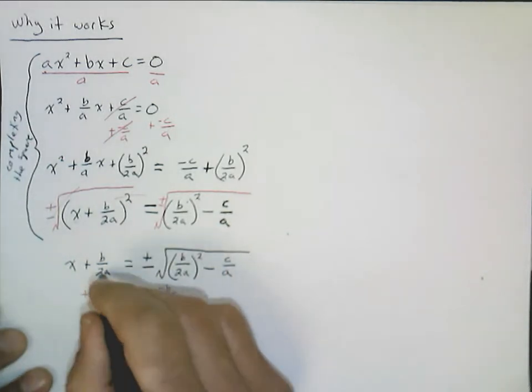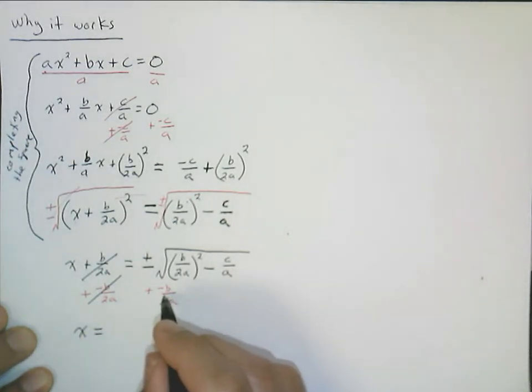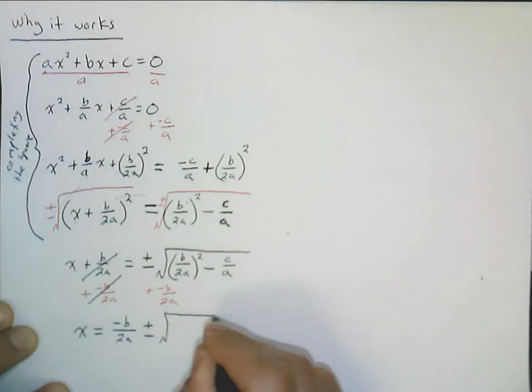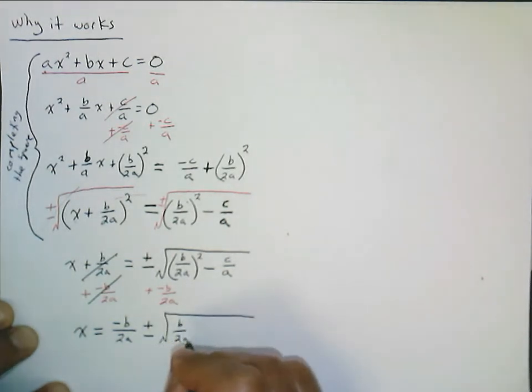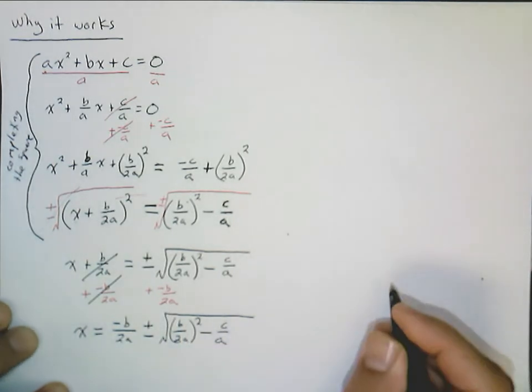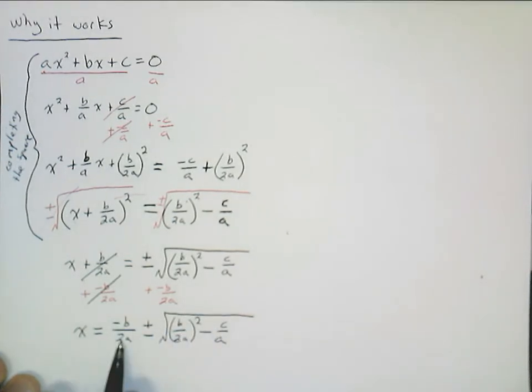Leaving us with x equals, now I'm going to write the negative b over 2a first. Then we have plus or minus this big square root, b over 2a squared minus c over a. And really, technically, this could be the quadratic formula as well. We've got x all by itself. Here are the two solutions: this number plus the square root, and this number minus the square root.